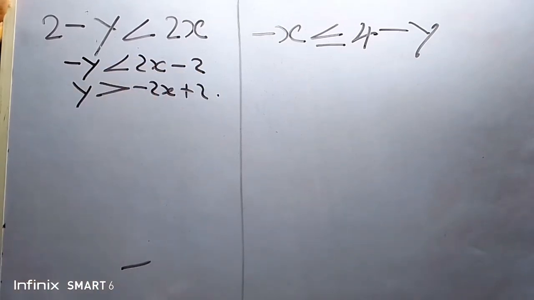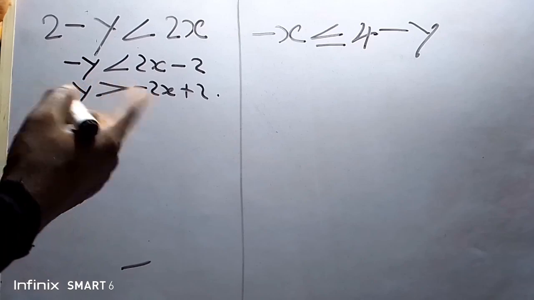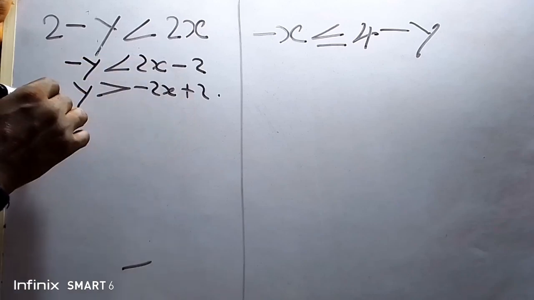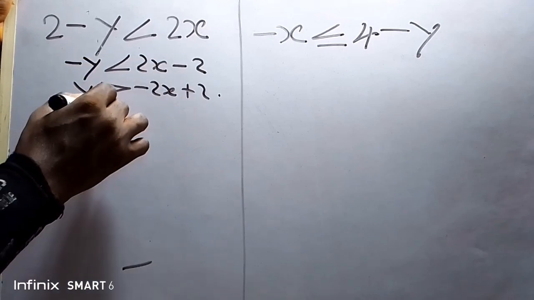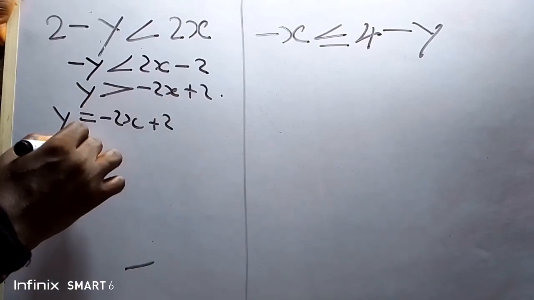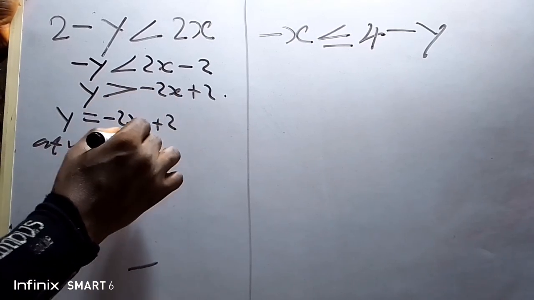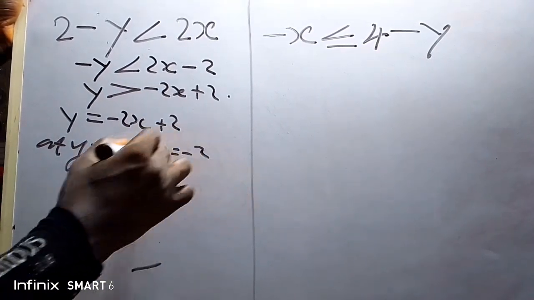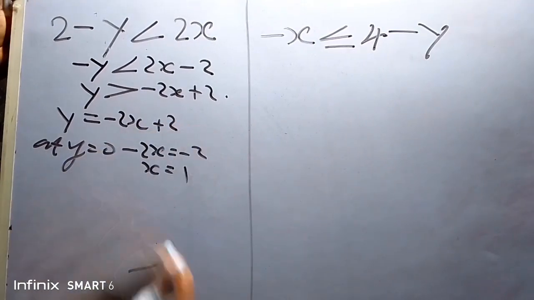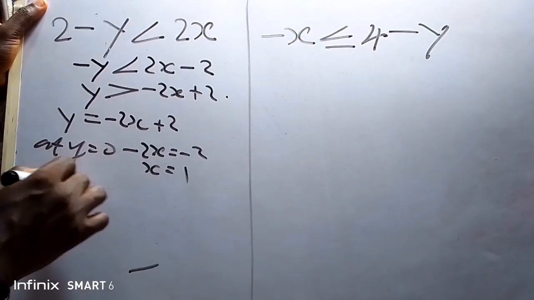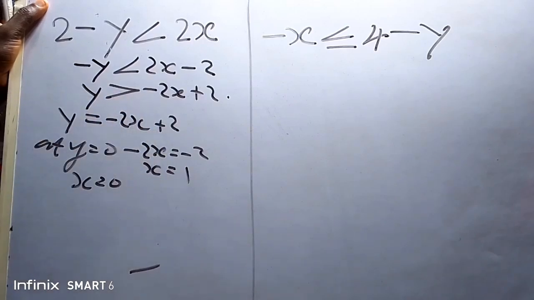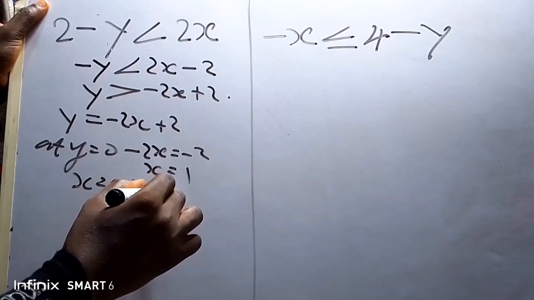Then the next thing we are going to do is to find the value of x and y. So for us to do that, we're going to say y is equal to minus 2x plus 2. Are we there? So at y equals 0, what do you have? It means that 2x is equal to minus 2 and x is equal to 1. So we have these two sets of values. At x equals 0, you will have that y is equal to 2.